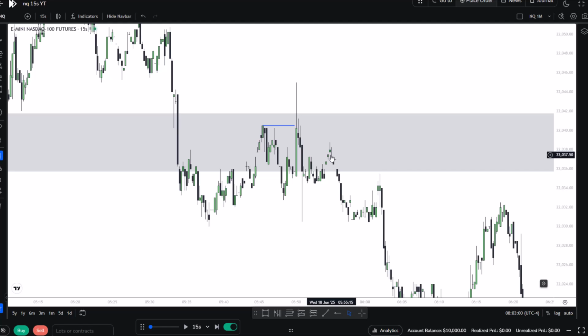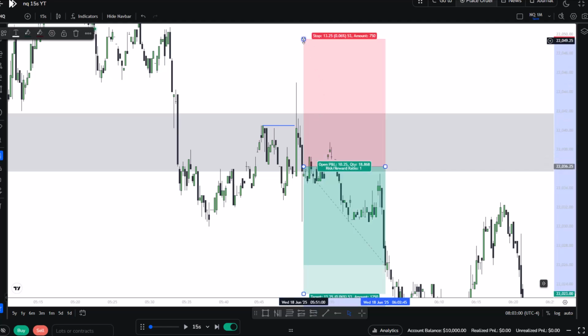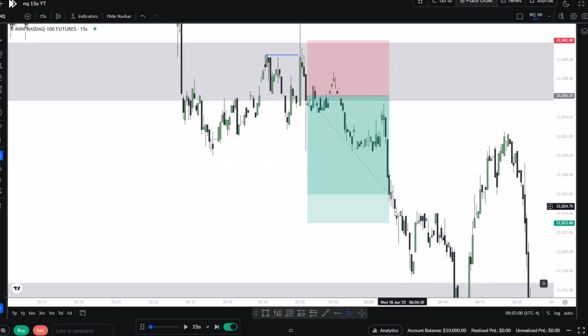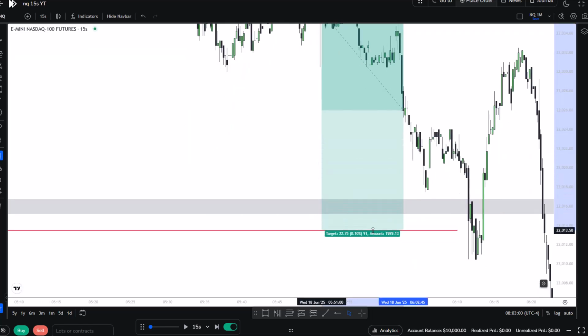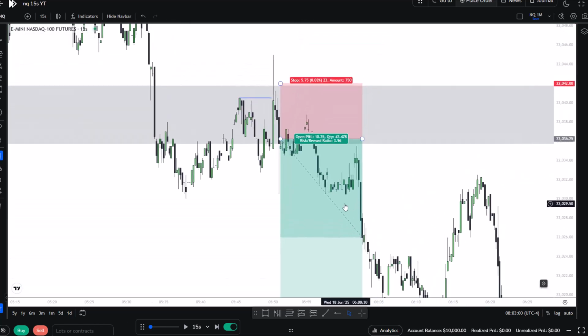So this is how you can use the 15-second chart and position yourself further up into the first presented fair value gap. Okay, so somewhere around here, you can put the stop above the first presented fair value gap high, minus one tick, and you can target the relative equal lows that we outlined on the 1 minute chart. Okay, so you can squeeze almost 4R this way.